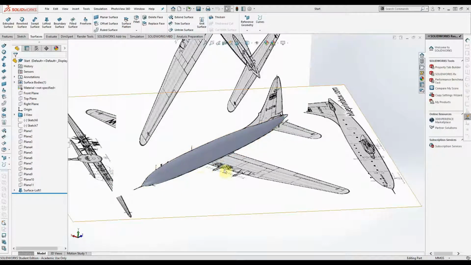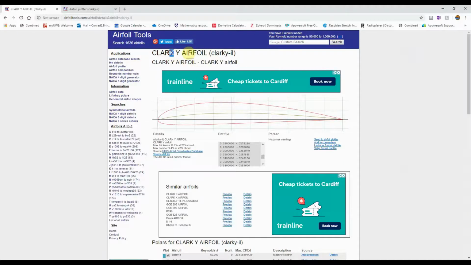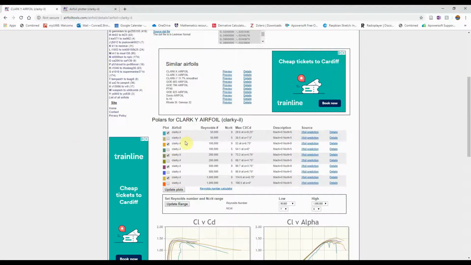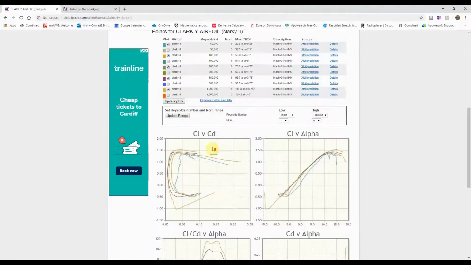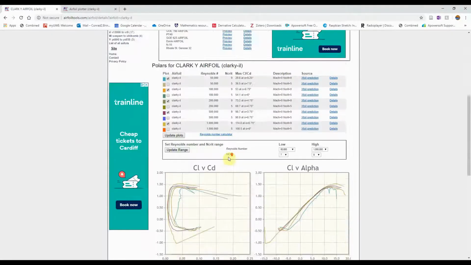I'm going to start off by modelling the wings, but before that, I'm going to talk a little bit about airfoils and their uses and choosing one. Typically, RC models use a Clark Y airfoil, and that's just because it has the typical characteristics for a low Reynolds number for flying and producing lift.